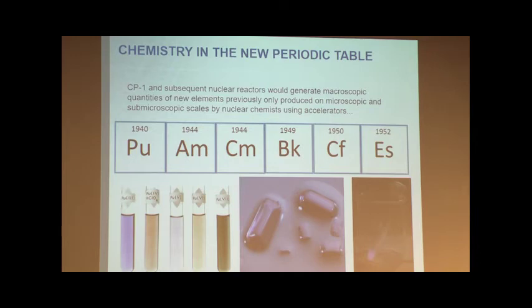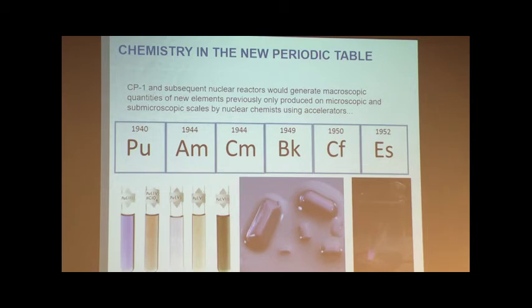It's an extremely weighty task to charge a chemist with. But subsequently, with this new reactor technology, we could produce large amounts of plutonium, americium, curium, berkelium, californium, and even einsteinium. So at Oak Ridge, they're in fact producing californium for industrial processes, and what comes along with this are actually some trace quantities of einsteinium.